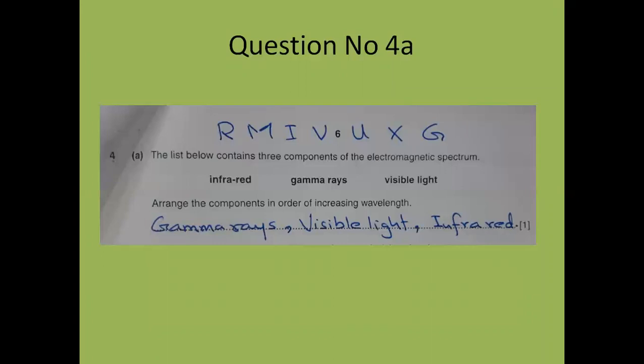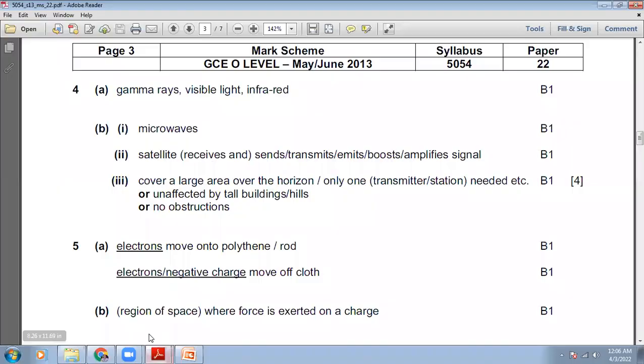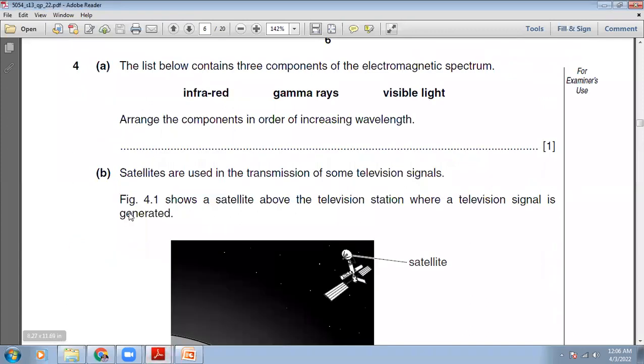So the gamma rays come first; they have the shortest wavelength. Then the visible, and then the infrared. The infrared will have the largest wavelength of these three. This is the code word: Ronald McDonald is very ugly except Gary. Radio, micro, infra, visible, ultraviolet, X-rays, and gamma rays. So our answer is gamma rays, visible light, infrared. So our answer is right.